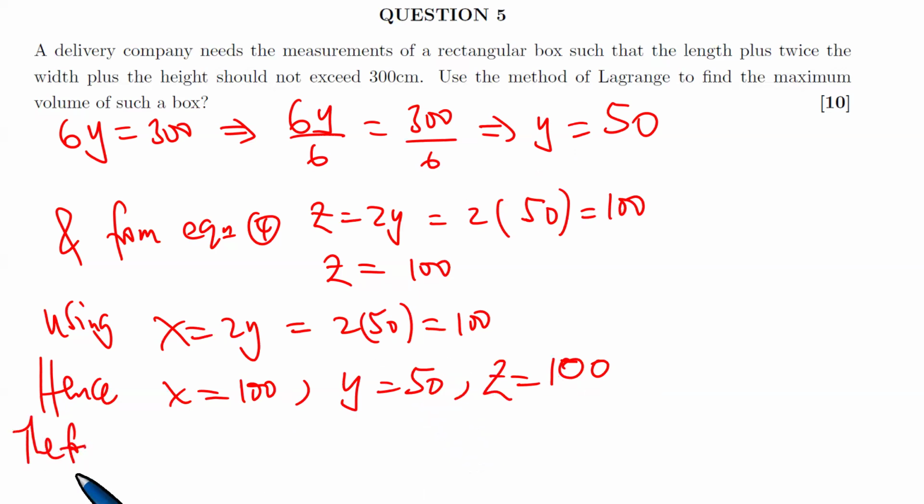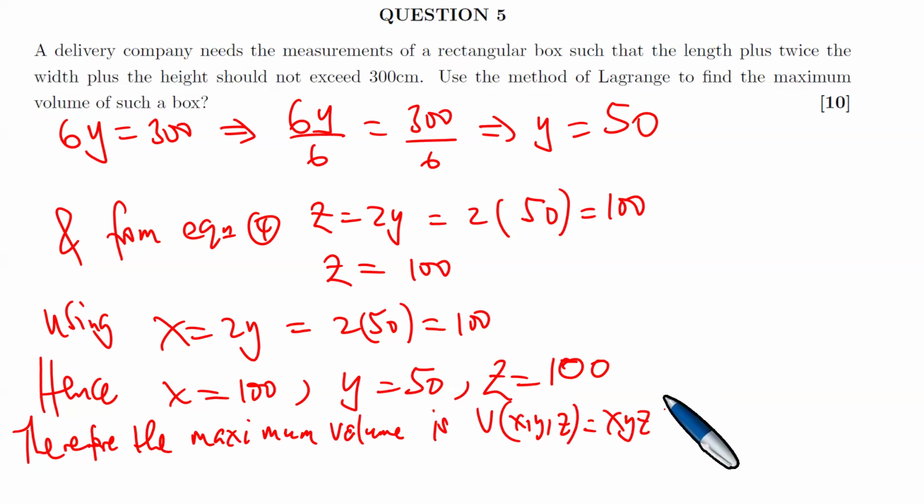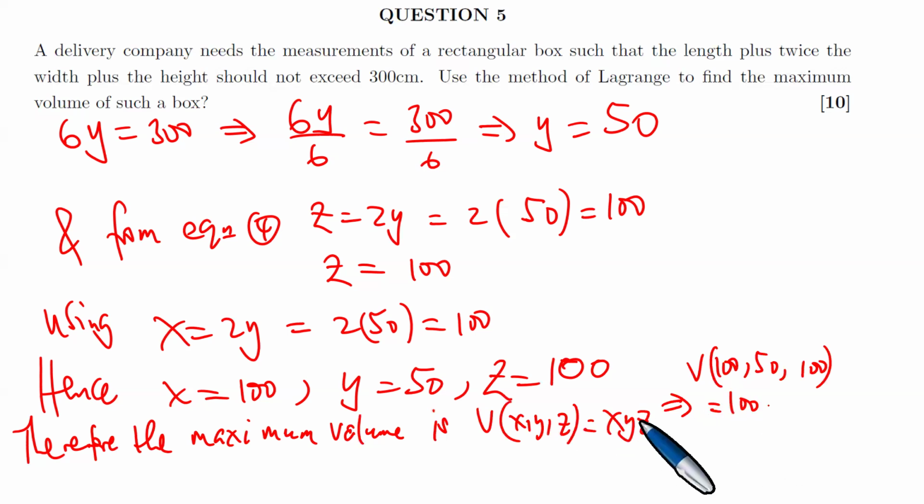Therefore, the maximum volume is V. Okay, so it is x, y, z. So this maximum volume is going to be found by saying V equals x y z. What is x? x is 100. What is y? y is 50. z is 100. So you multiply everything here. 100 for x, y is 50, which is in the middle, and then z is 100. So what we have here is 500,000 cubic centimeters.